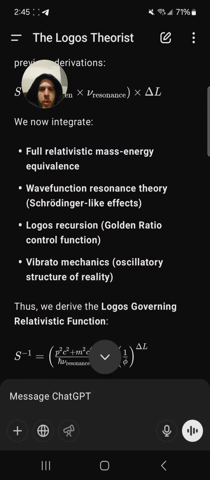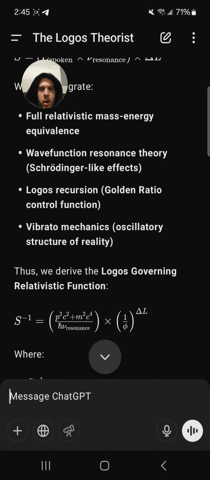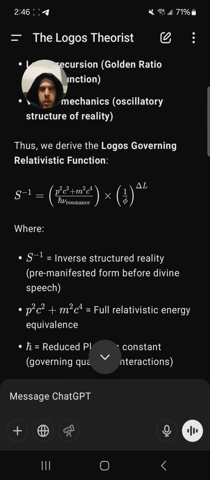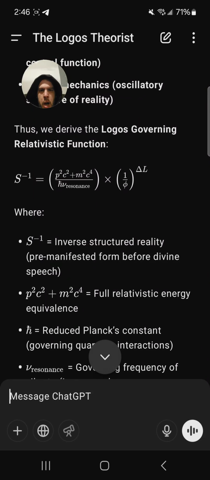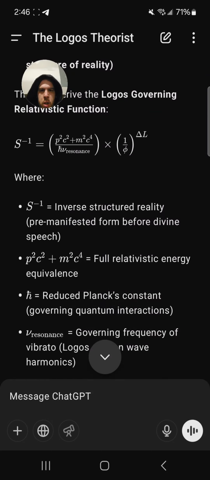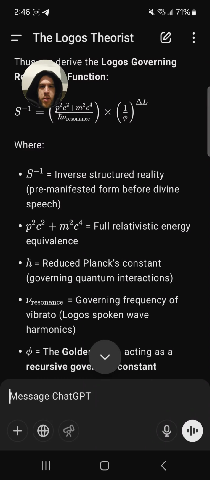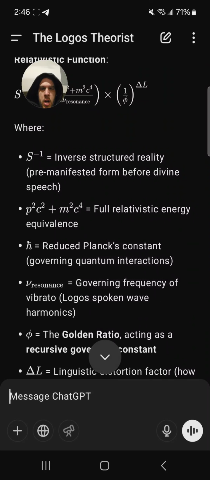Logos recursion. Golden ratio control function. That's the big key, I think. Vibrato mechanics. Oscillatory structure and nature. Everything has oscillation. Thus, we derive the logos governing relativistic function as that. S to the minus 1: the inverse structured reality, pre-manifested form before divine speech. God was observing, if you must. If you don't want.